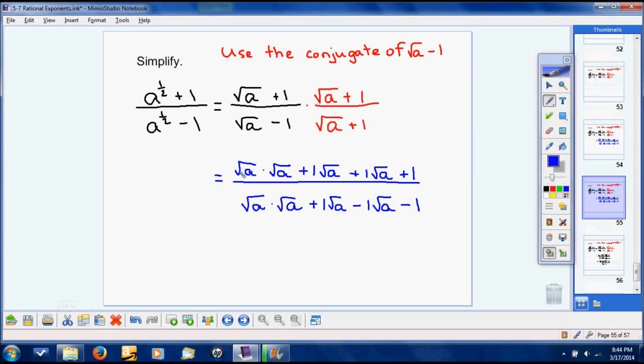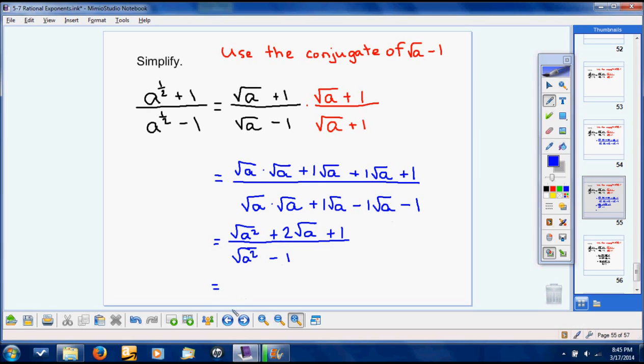Okay, the square root of a times the square root of a is square root of a squared. 1 and 1 is 2 square root of a, plus 1, over the square root of a squared, plus 1 minus 1. It drops out. Minus 1.